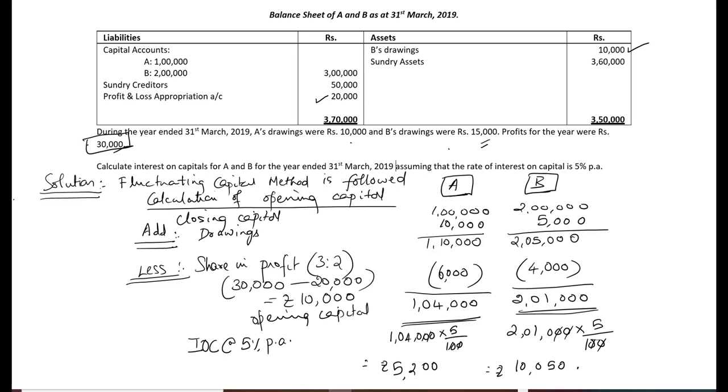So in this example, we understood the concept of partial transfer of drawings to the partner's capital account, as well as the profits appearing in the balance sheet liability side, that is, profits to that extent has not been transferred to the capital accounts. So only rupees 10,000 out of the 30,000 profits has been transferred to the capital accounts. The profit sharing ratio in this example is 3:2. So the amount which is subtracted is 6,000 for A and 4,000 for B.